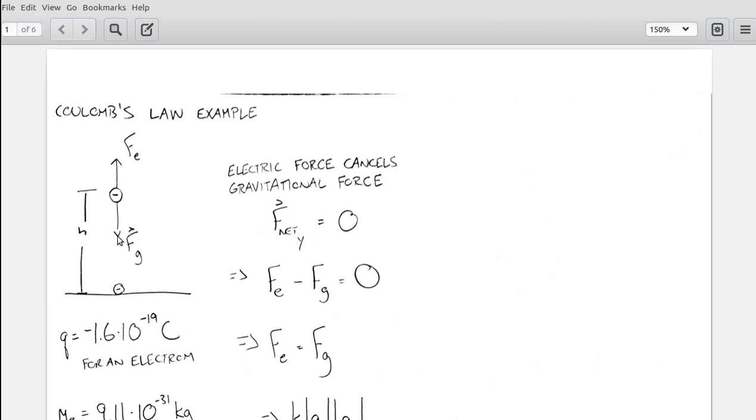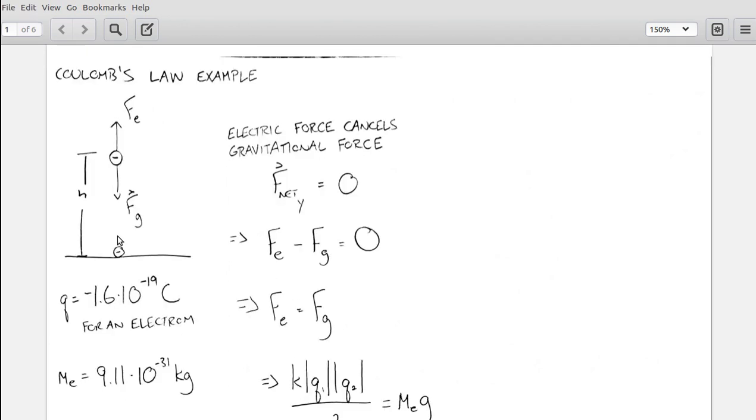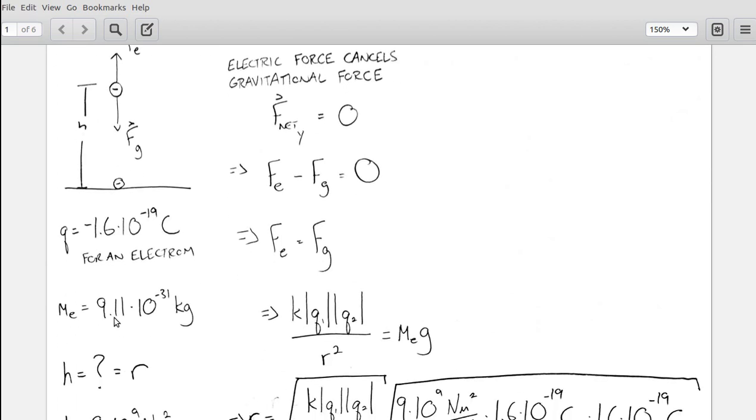So it's a nice one-dimensional Newton's second law problem. We know the charge, right? The charge for an electron is negative 1.6 times 10 to the negative 19 coulombs. So charge is a scalar, but it can be positive or negative depending on the charge on the particle, so we have to be mindful of that. We know the mass of the electron.